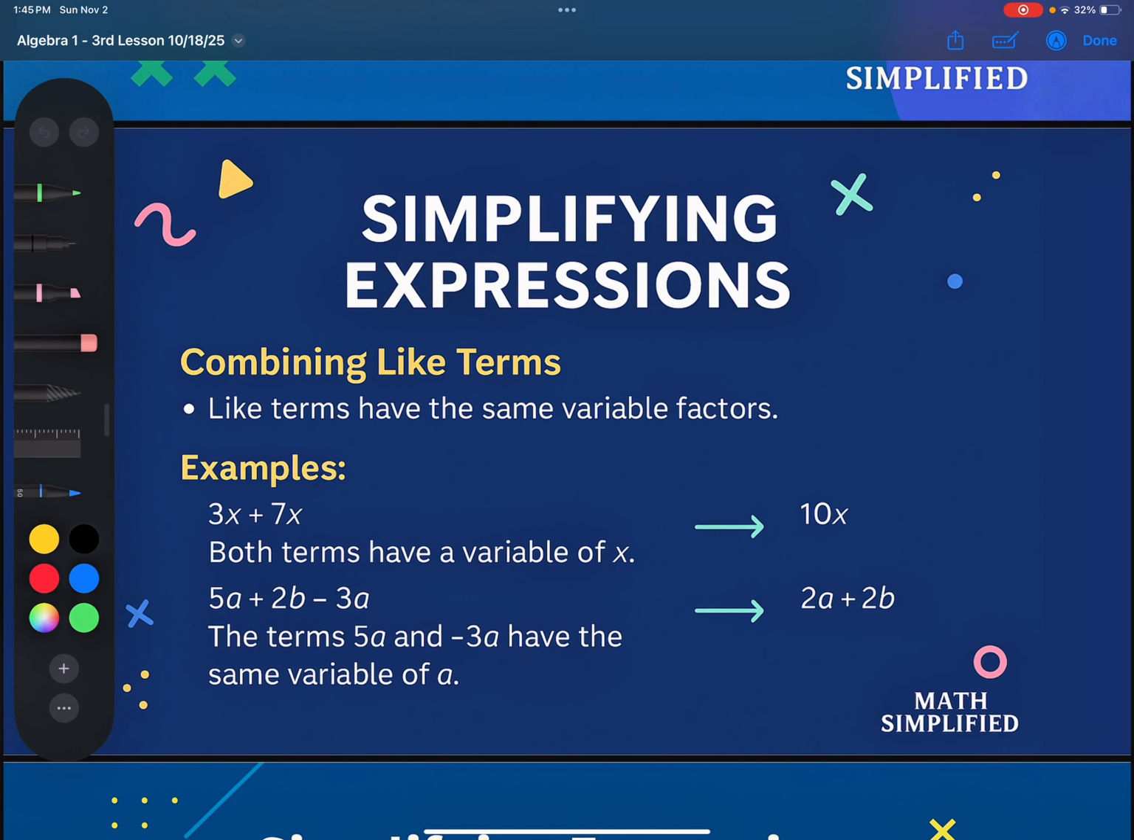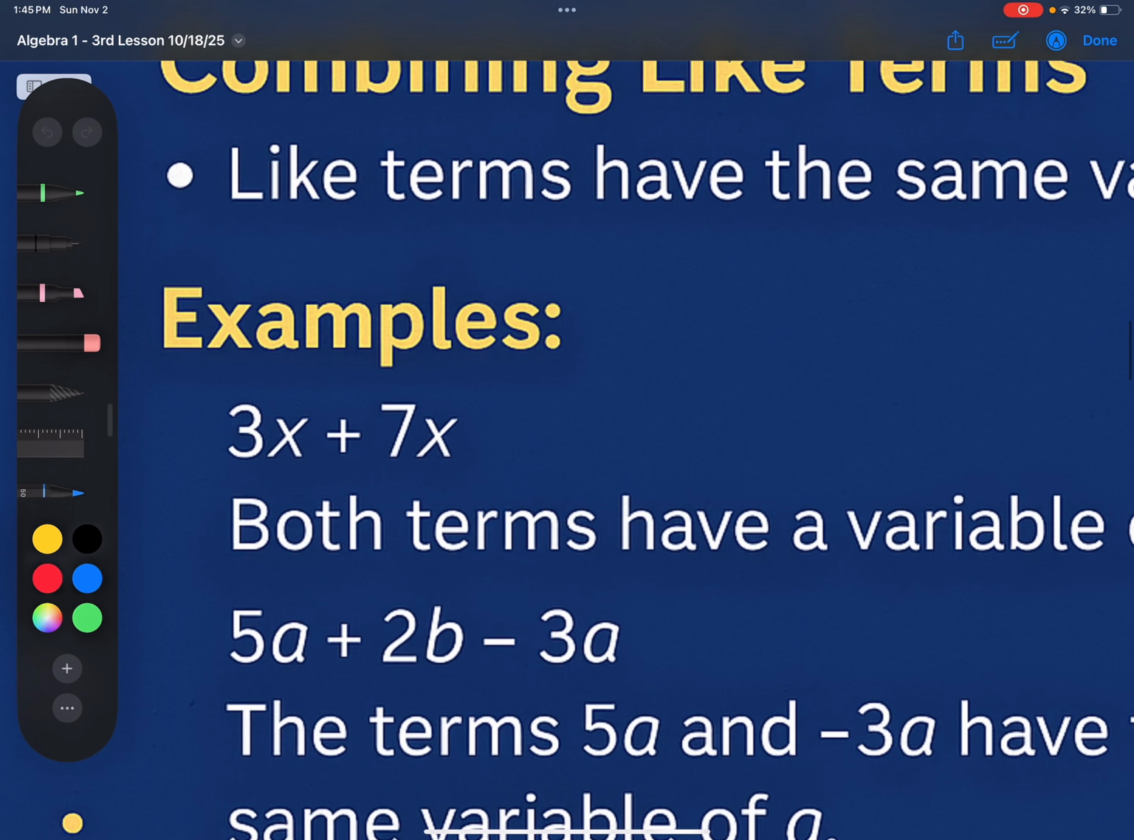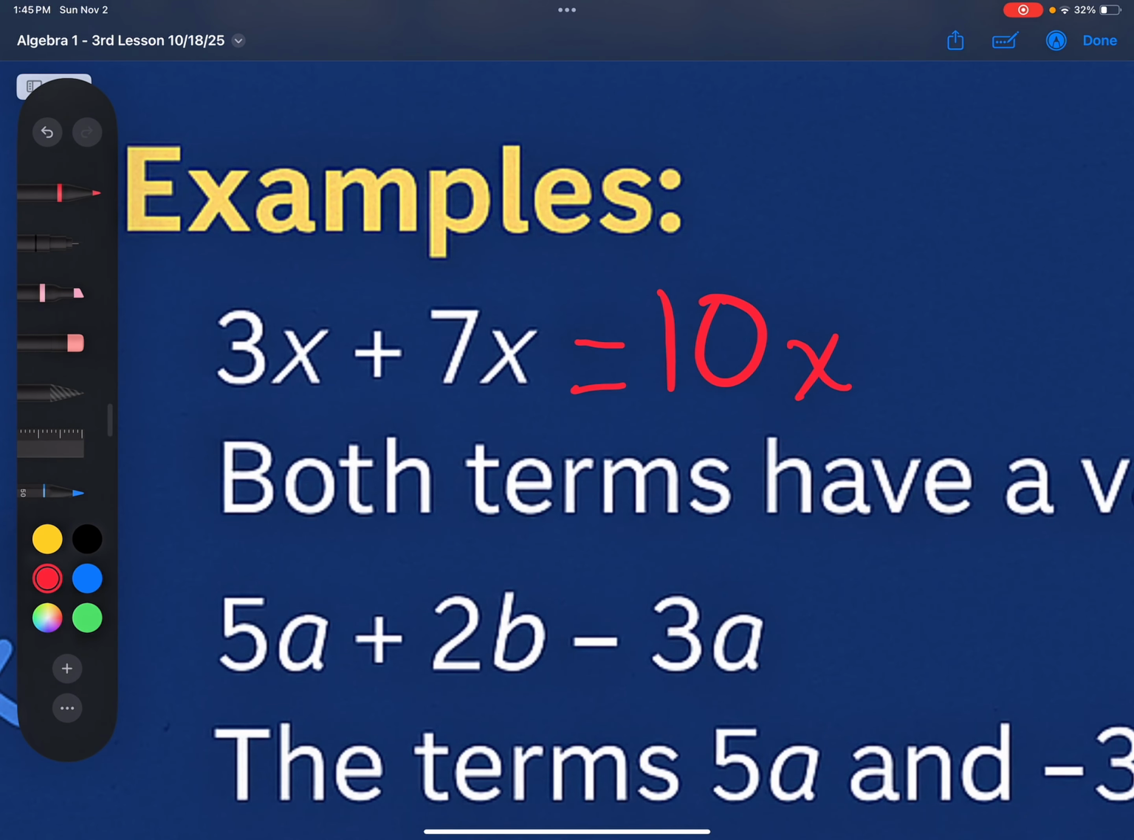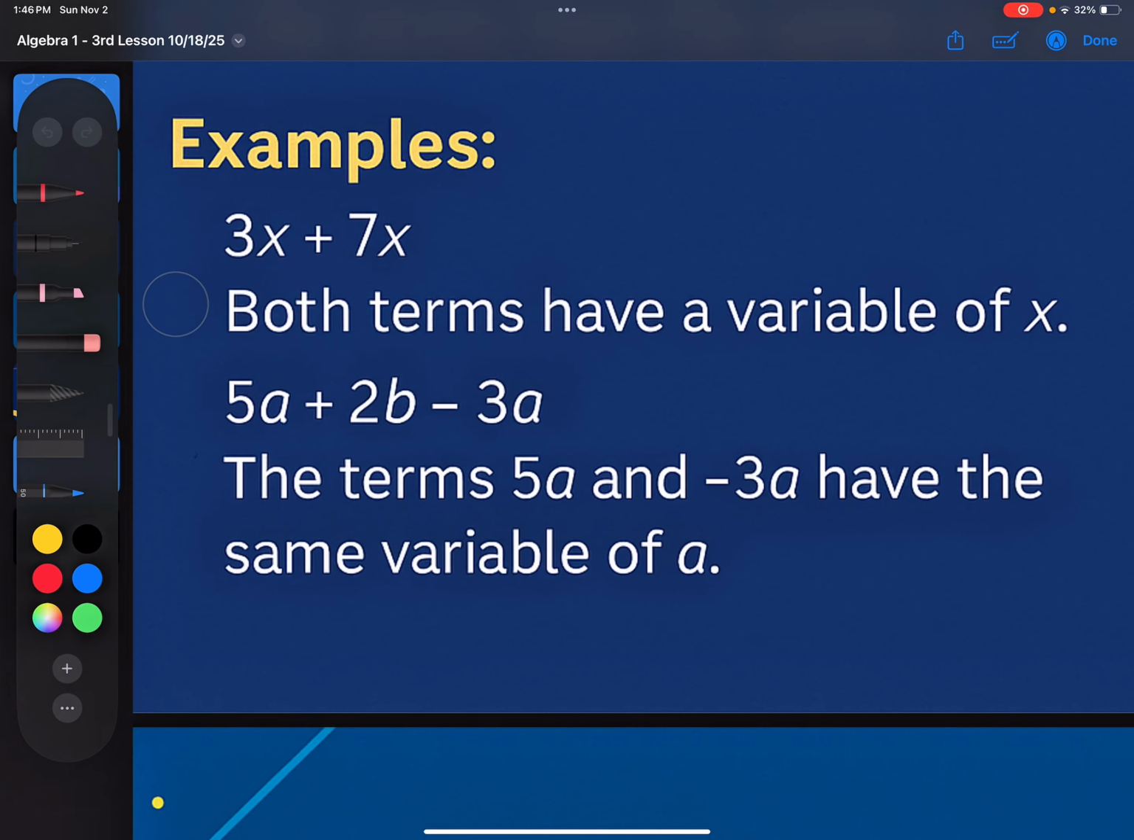Here we have an example that says 3x plus 7x. They both have the same variable, which is x. So that means we can add them together, and that would equal 10x. That's only if they have the same variable. Both terms have a variable of x, if you notice here.